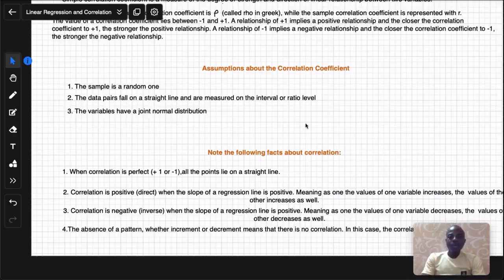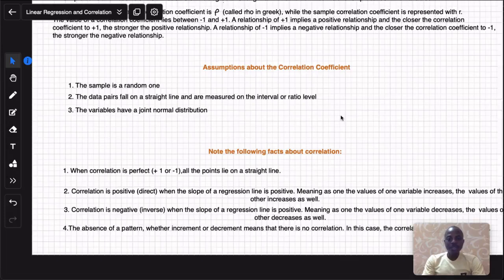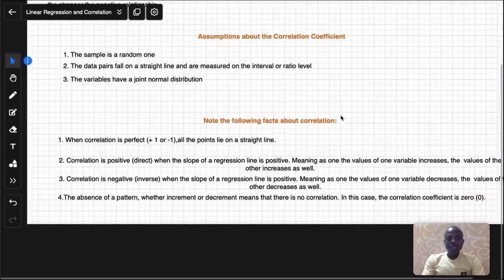So we are looking at two variables, don't forget, and we had looked at joint distributions. Now, we are assuming that the kind of distribution you're considering here is normal, and that there's a joint distribution between the two variables that you want to obtain a correlation coefficient for. All right, so you should note the following.